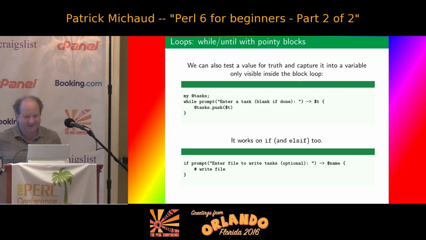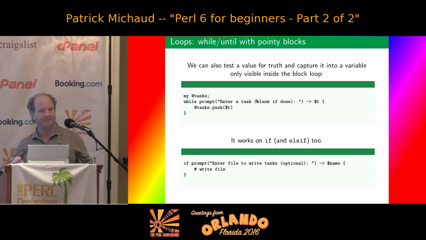Now, you can do pointy blocks with while and if and these other things. So we've been doing blocks, but you can do pointy blocks, and I'll talk a little bit more about pointy blocks in a little bit. But this says while prompt, blah, blah, blah. And the pointy arrow there says take whatever the value of this test was and stick it in a variable called $t. So this simultaneously gets the prompt and then inside of the block associates it with this variable $t.